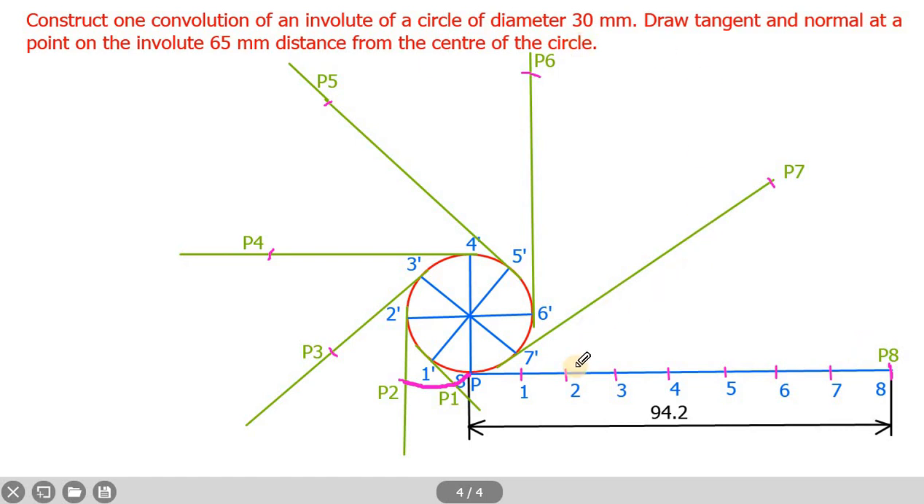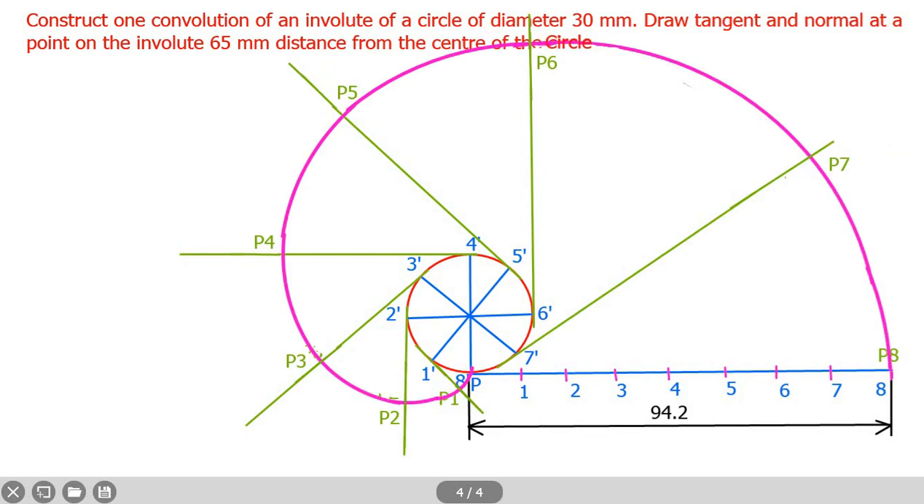If you find any difficulty to draw freehand, you can use a compass also. For that, take a compass with 1 dash as center, measure from 1 dash up to 8 dash, and draw an arc smoothly to touch this tangent line. Then with 2 dash as center, expand the compass up to here and draw an arc to form this curve. So likewise you can finish the curve using a compass also. So now you can see I have formed the smooth curve using a compass.